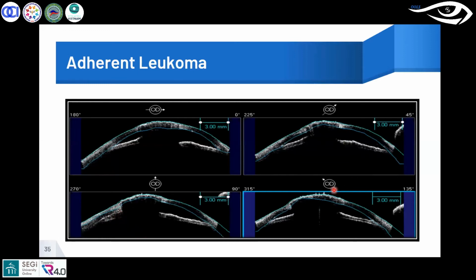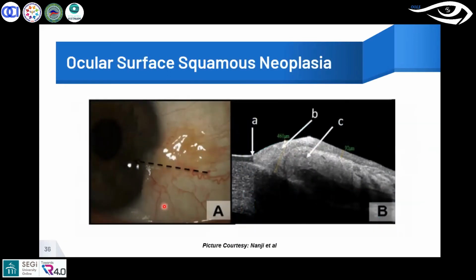So this is actually the 4-quadrant image which I mentioned before. This is how a 4-quadrant image would look between 0 to 180 and different angles, degrees, etc. Next we are going to talk about certain corneal conditions. The first one is ocular surface squamous neoplasia.